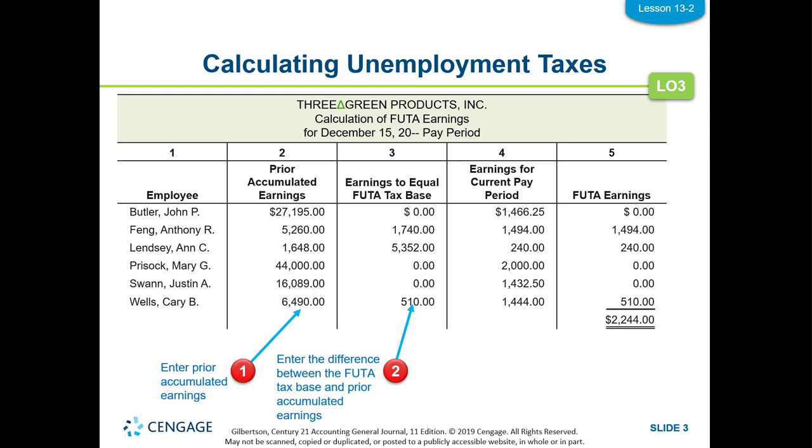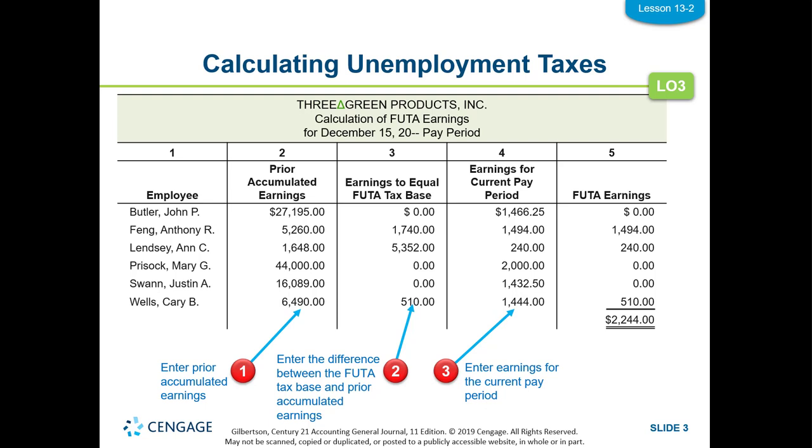Enter 0 if the amount is less than 0. Mr. Butler's amount, $7,000 minus $27,195, is a negative. Therefore, we're going to enter 0. But when we take a look at Anthony, Anthony has $1,740 that are going to be earned for a FUTA tax base. The third step is going to be to enter the current pay period earnings in column 4.